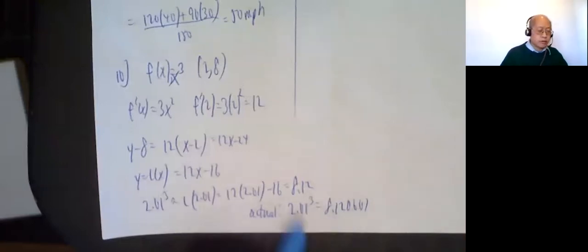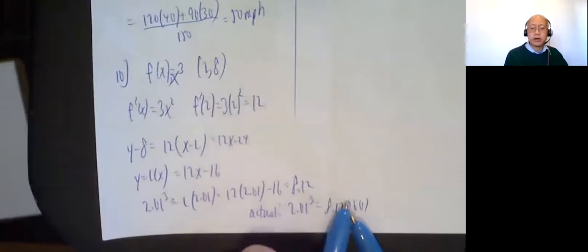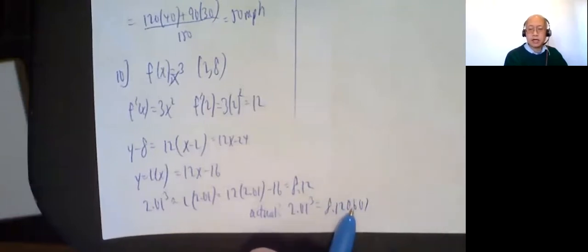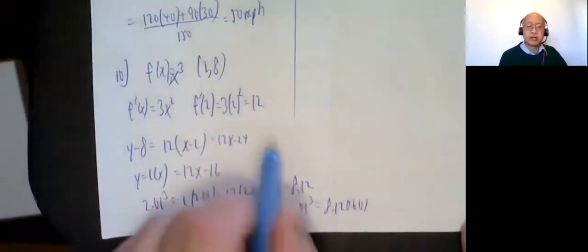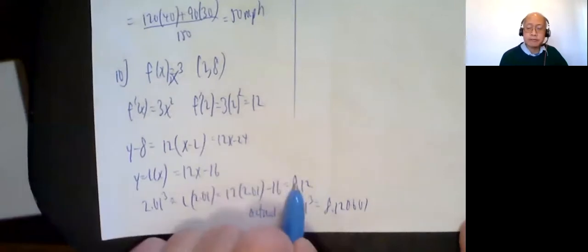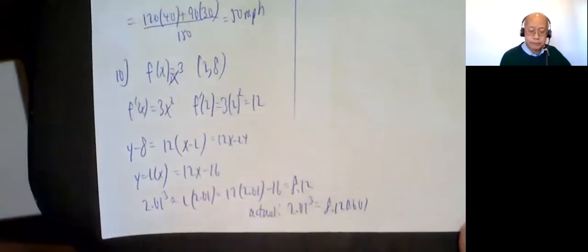8.120601. So the 8 matches, the 1 matches, the 2 matches, the 0 matches. So we don't get a divergence until the 6, which is the tenths, hundredths, thousandths, 10,000ths place. So by cheating, instead of using the actual function, I just used a straight line. We lost accuracy, but not until the 10,000ths place do we get an error.